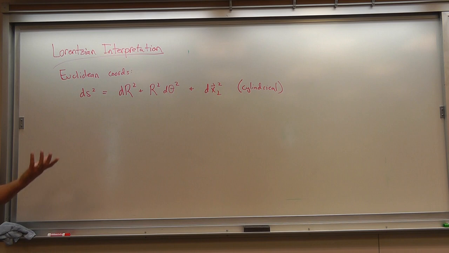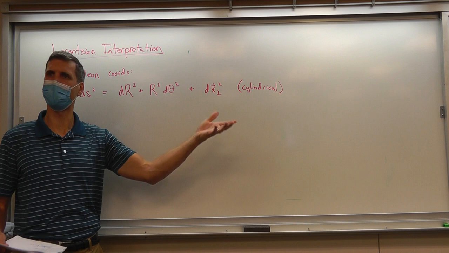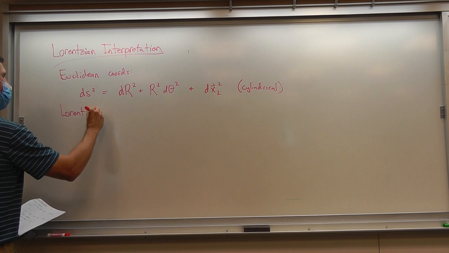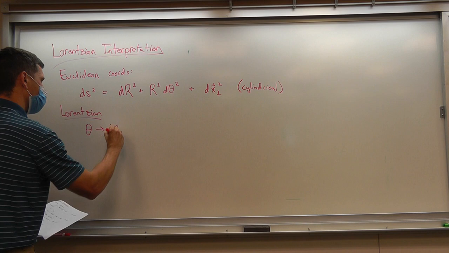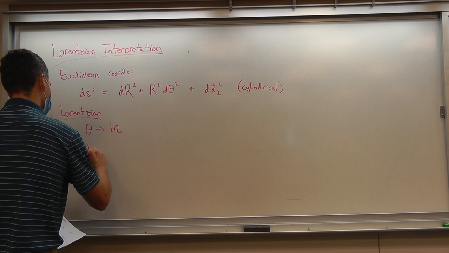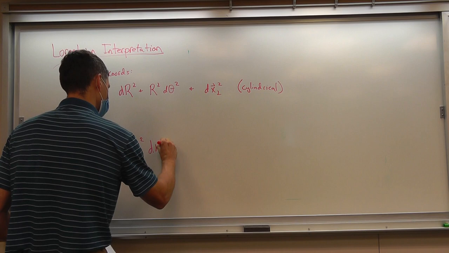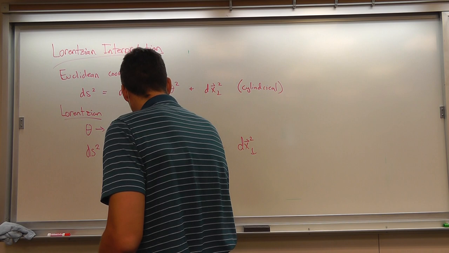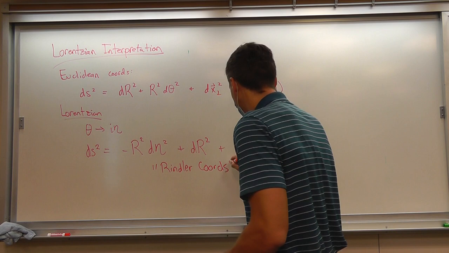I just didn't write them explicitly. They're cylindrical coordinates because they're polar coordinates in two dimensions, but then all the extra directions just come along for the ride. When we go to Lorentzian, we send theta to i eta. So that gives you the metric ds squared equals minus r squared d eta squared plus dr squared plus dx perp squared. So these are known as Rindler coordinates.